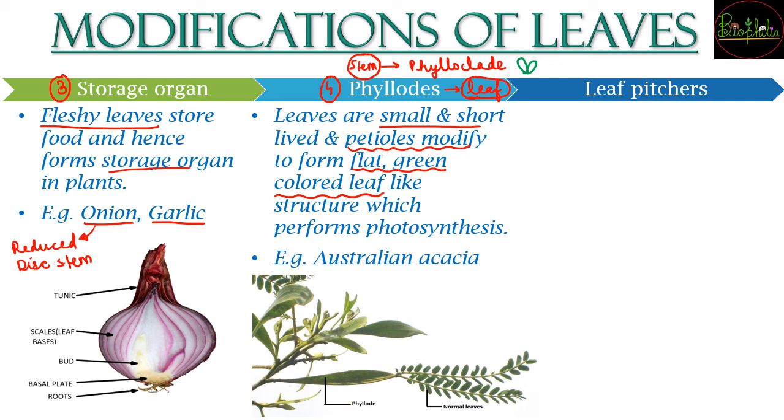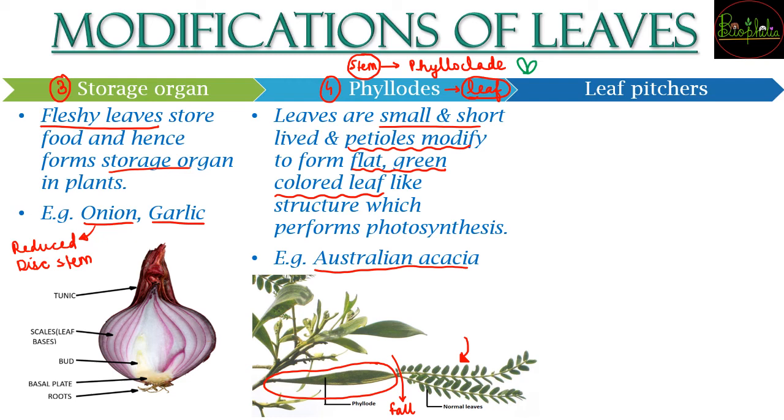So phyllodes किस में मिलेंगे? Phyllodes can be seen in the case of Australian acacia. So here you can see that this particular green structure is going to be the petiole. So the petiole, the stalk of the leaf, is going to become flat and green, whereas the normal leaves are becoming small and short, and after some time these are going to fall off. So these will not survive for a longer period of time.